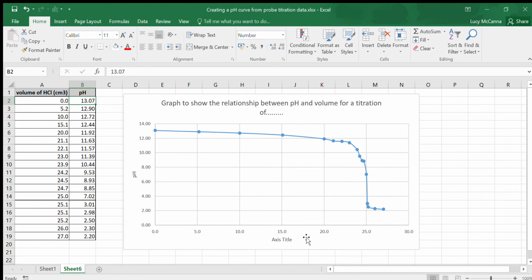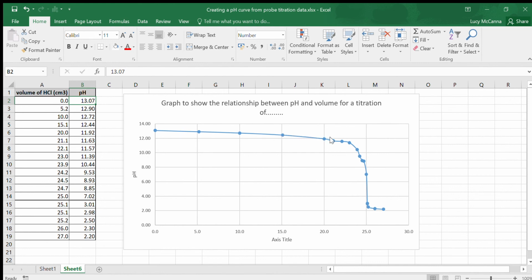Just to think about interpreting this graph, what this is saying is, if we think of the beginning of the x-axis here as the beginning of the titration, and as we move along we're adding more and more volume of our hydrochloric acid, in reaction, this is what the pH is doing as we titrate.